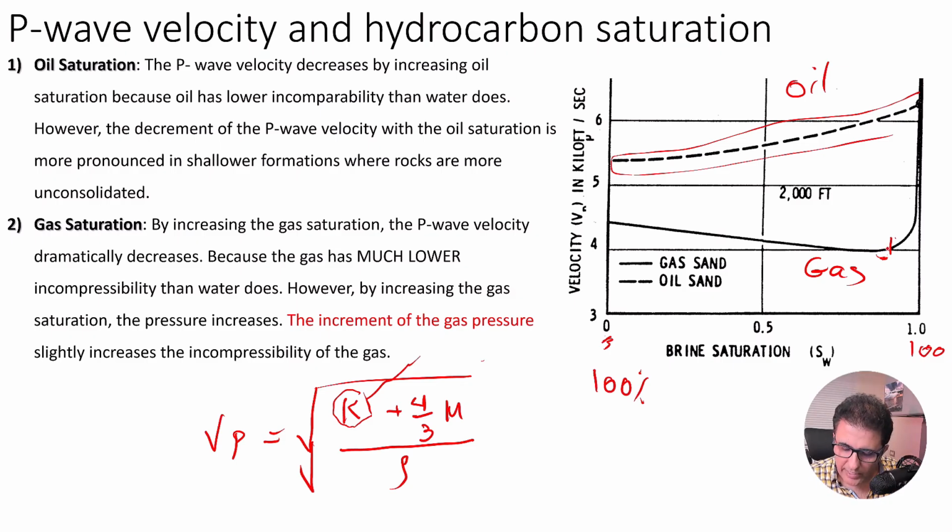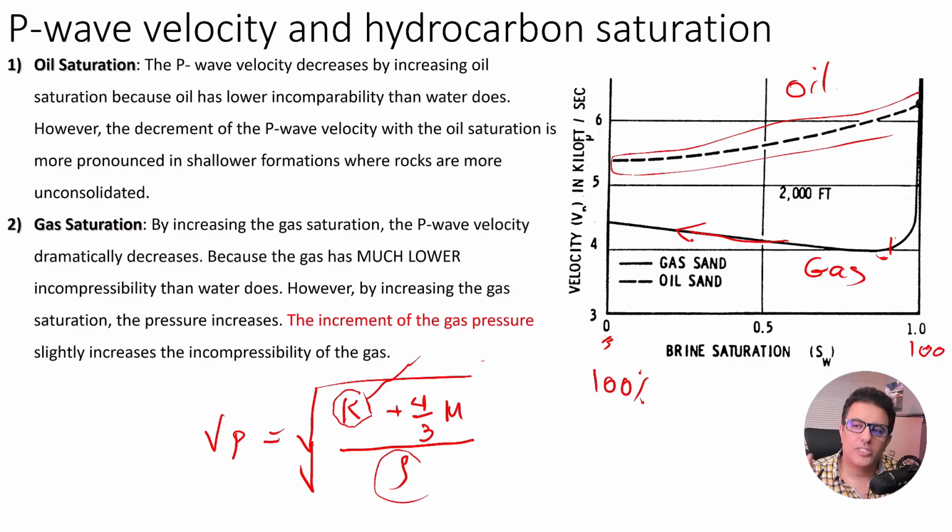But once we inject more gas, the density of the rock will decrease. That's the thing, because rho is the denominator here. So once we inject more gas into the formation, rho decreases. As a result, it gives a little bit of rise to the seismic P-wave velocity. You see that after a specific gas saturation, the seismic velocity increases for gas-saturated reservoirs. So don't get confused.